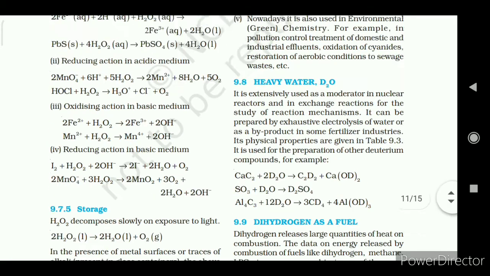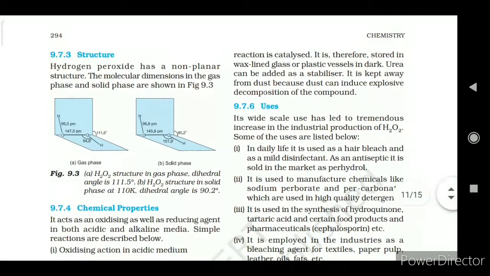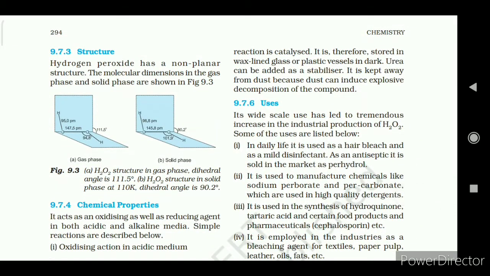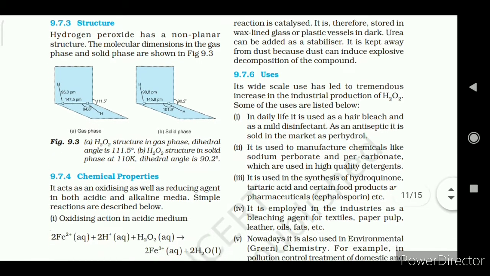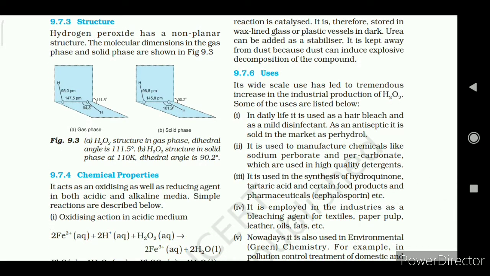Now getting back, 9.7.6 Uses. Its wide-scale use has led to tremendous increase in industrial production of H2O2. Some of the uses are listed below. Number 1. In daily life, it is used as a hair bleach and as a mild disinfectant. As an antiseptic, it is sold in the market as perhydrol. Number 2. It is used to manufacture chemicals like sodium perborate and percarbonate, which are used in high-quality detergents.